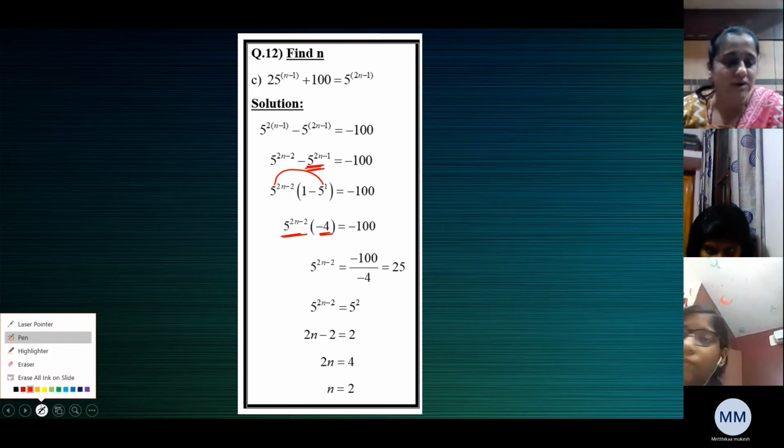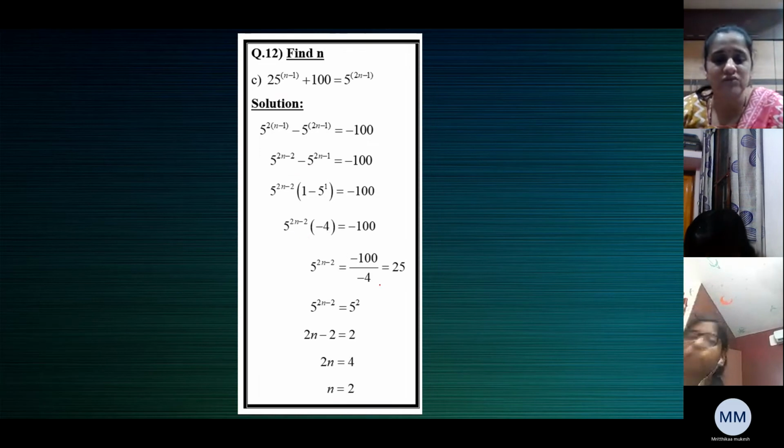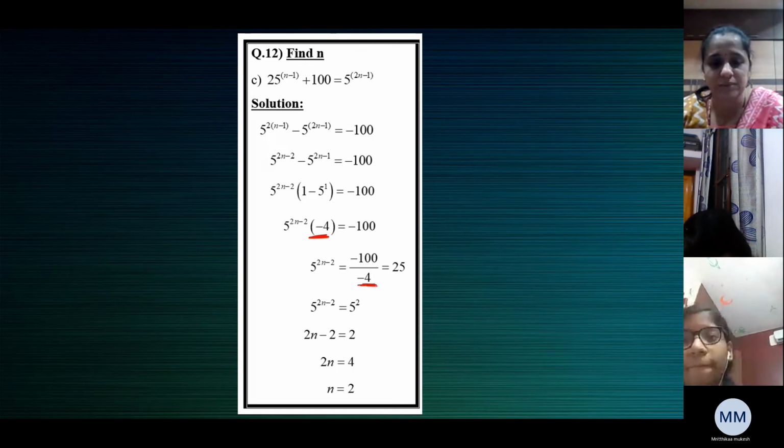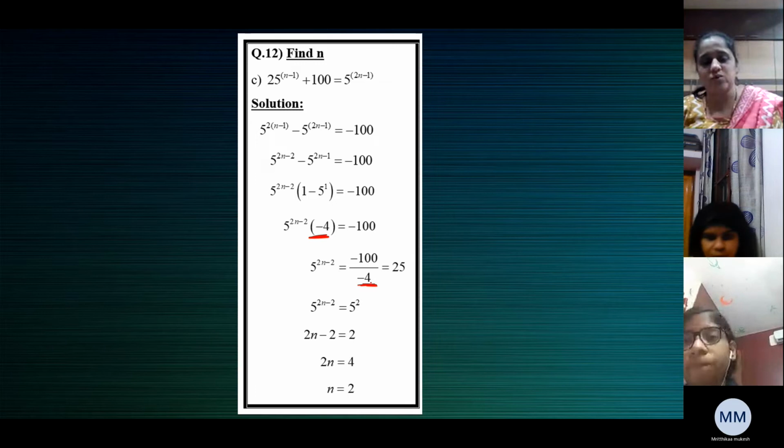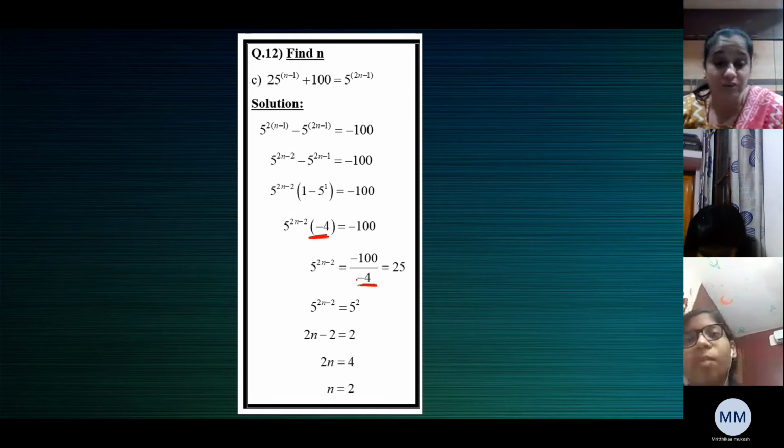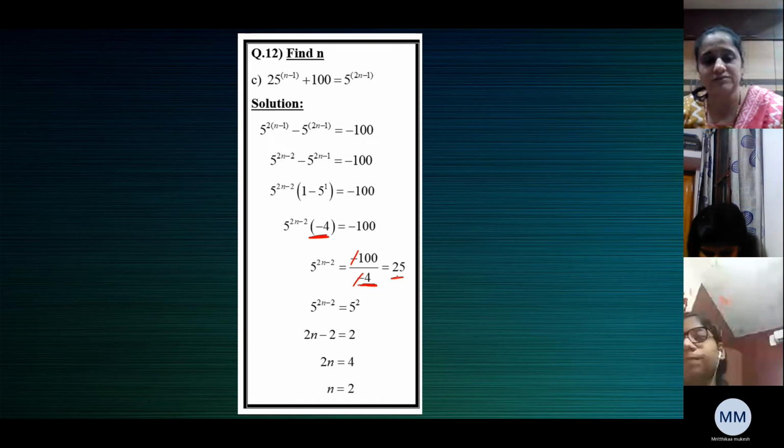Now minus 4 is in multiplication, so it will go to the other side for division. This minus 4, when you transpose, it comes down for division. So minus 100 by minus 4, which is 25, because minus minus gets cancelled. 100 by 4 is 25. So we have 5 to the power 2n minus 2 is equal to 25.